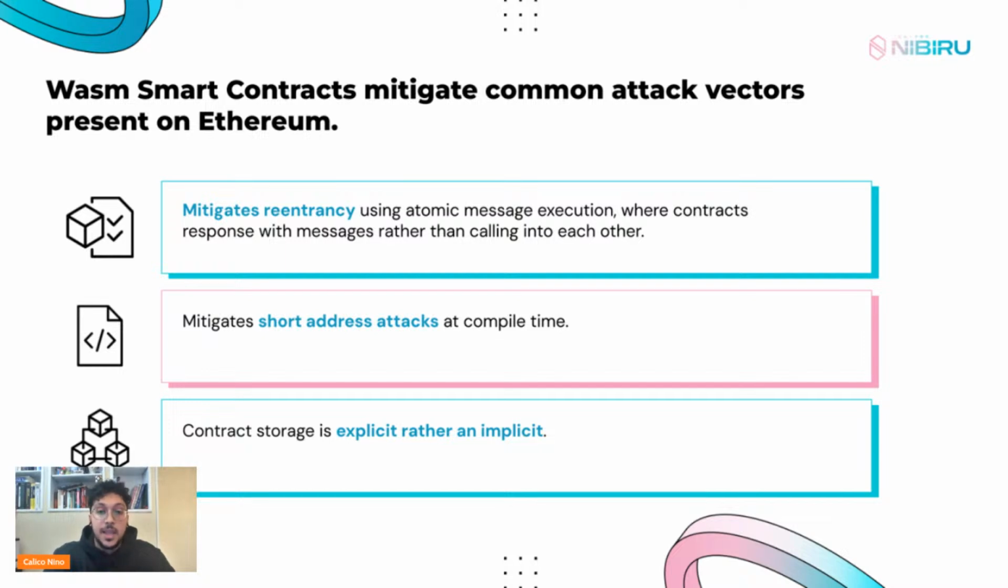Another thing it does is mitigate short address attacks at compile time. A short address attack occurs when a smart contract or application does not properly validate the length of incoming addresses. CosmWasm automatically validates that. And one of the most important ones is that contract storage is explicit rather than implicit. Since Rust does not allow uninitialized variables, storage is explicit rather than implicit.